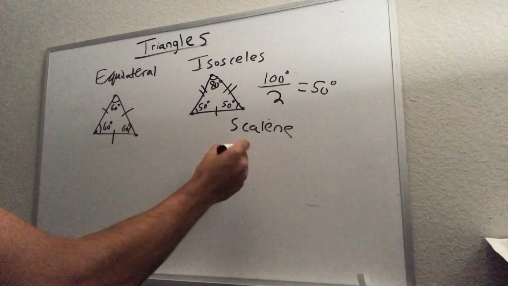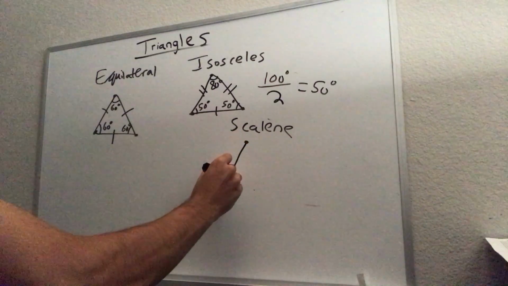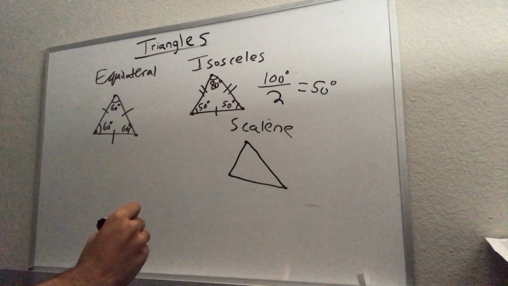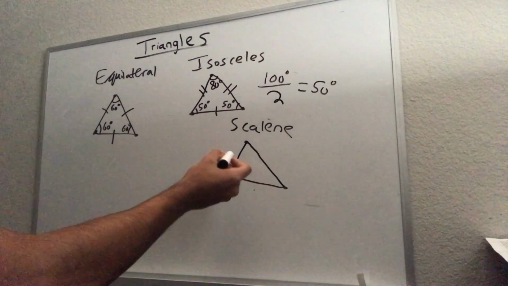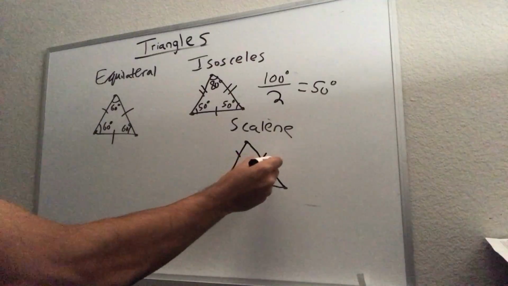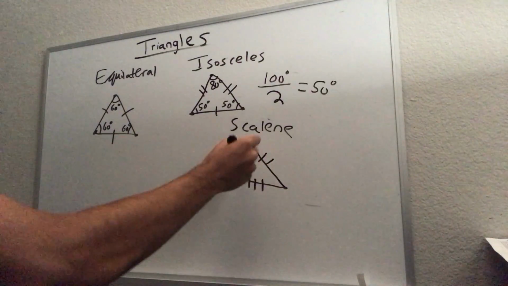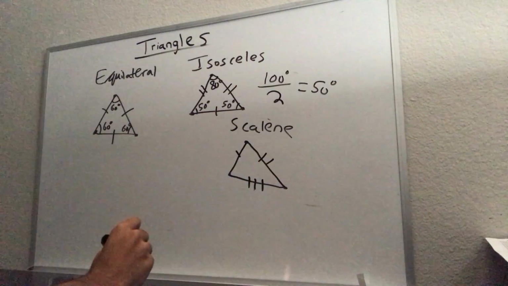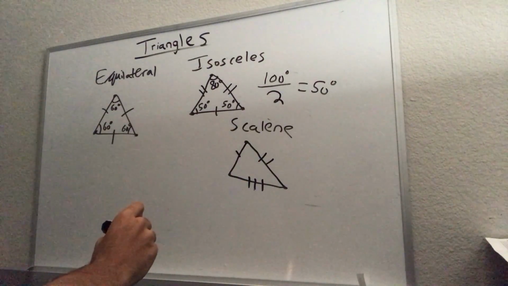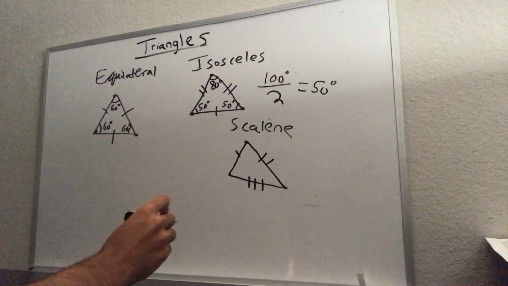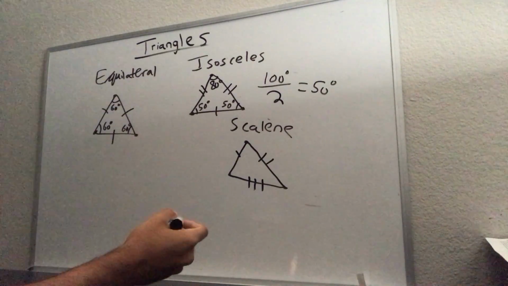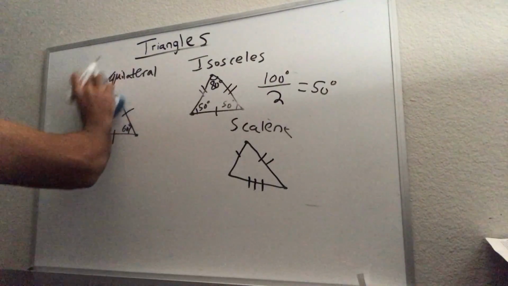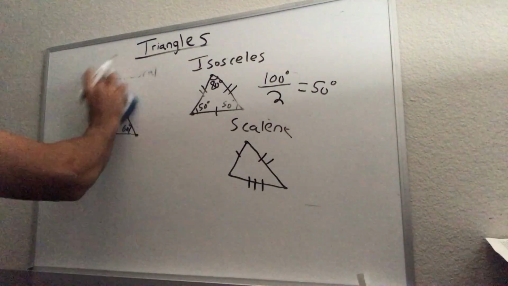Now, with a scalene triangle, I wouldn't say it's erratic, but it's just different in the sense that all three sides are of different length, and therefore all angles would be different. So this is A, B, C degrees. So you would see that all three sides and angles are different in measure. Now, these are again how you would classify triangles.